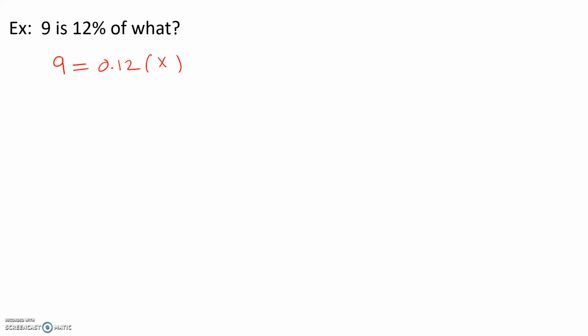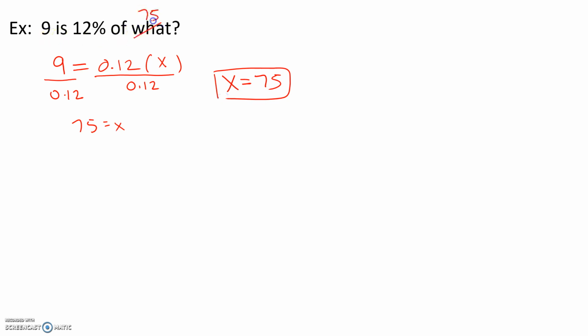Now, if you want to solve for x, the x is being multiplied by 0.12, so the inverse would be to divide by 0.12. In a calculator, you would take 9 divided by 0.12, and the answer is 75. So x equals 75. In other words, 9 is 12% of 75. And we can verify this. If we take 12% or 0.12 times 75 to calculate 12% of 75, we would get 9.